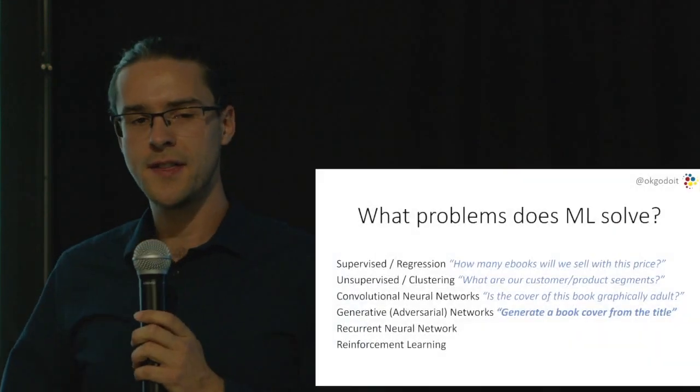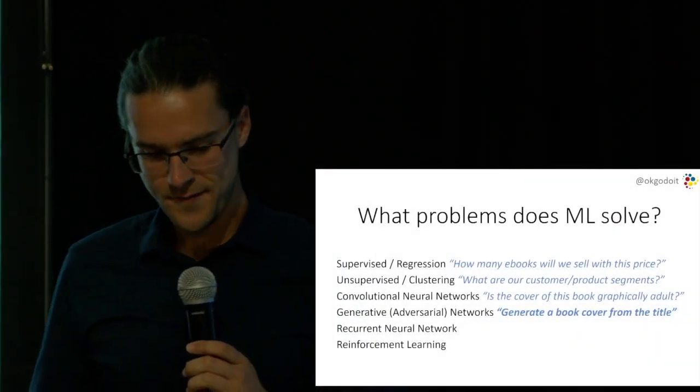So in our example here of selling ebooks, a generative adversarial network might allow us to take a book title, a user-submitted book title, and generate some basic cover. I mean, we're not really there yet, but you can imagine this technology getting good enough in the next few years that you could actually do that.